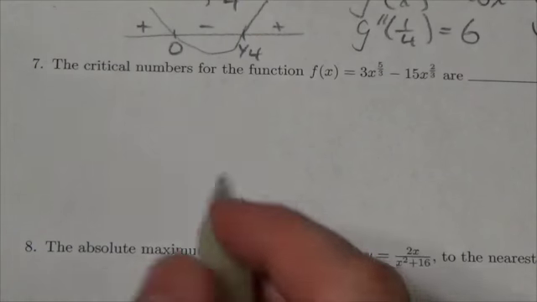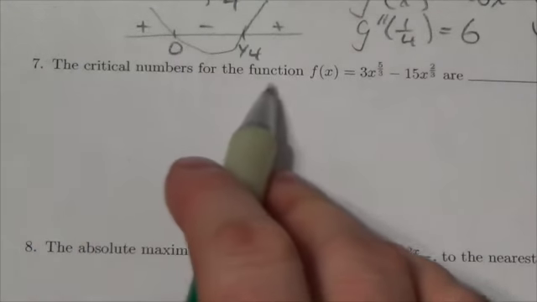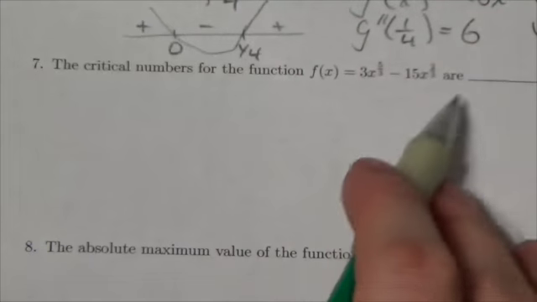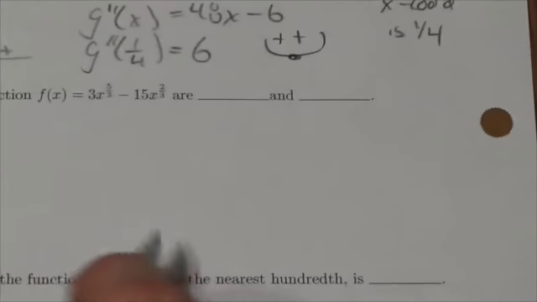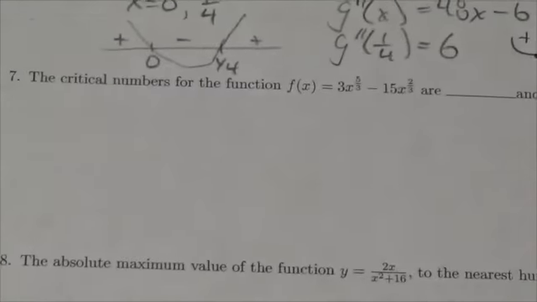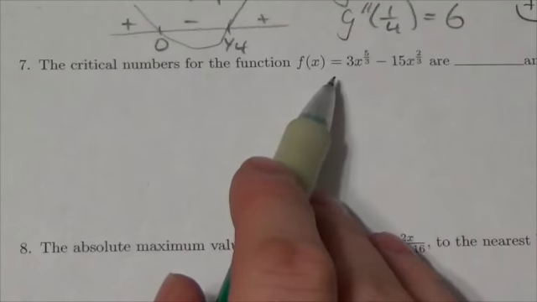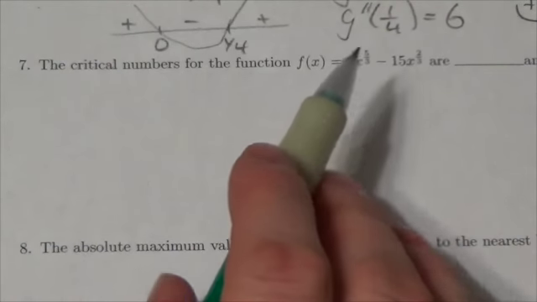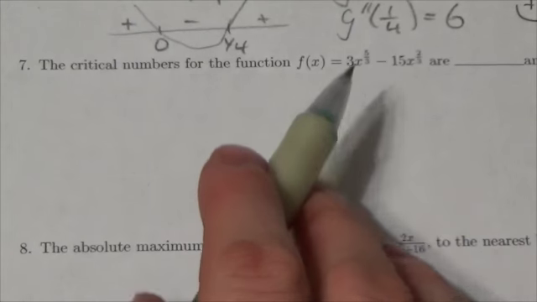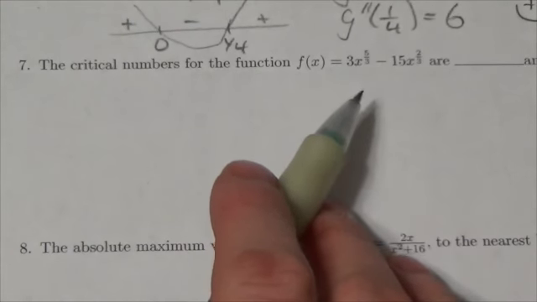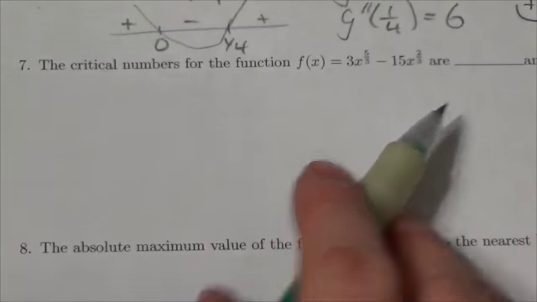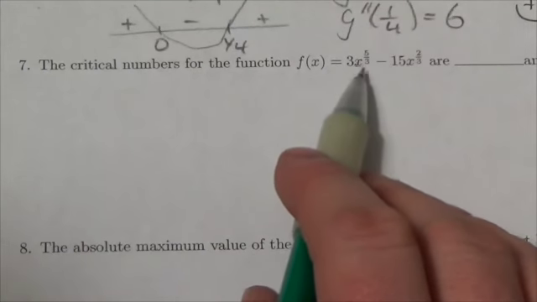All right, numeric response number 7. The critical numbers for the function, and you got the function right there, are blank and blank. Okay, well, the question tells me that I'm going to get 2 of them. Now remember what you got to do here. The critical numbers are values in the domain of the function for which the derivative of the function is either 0 or undefined.